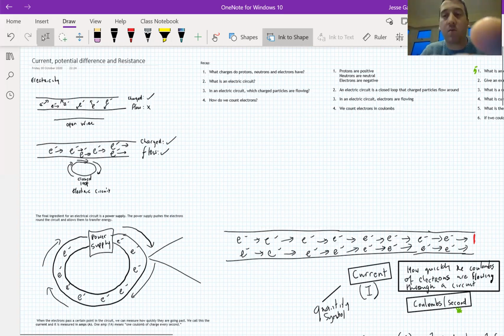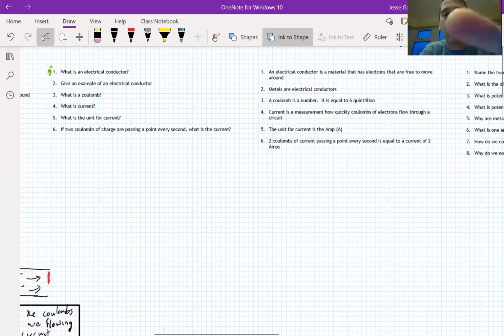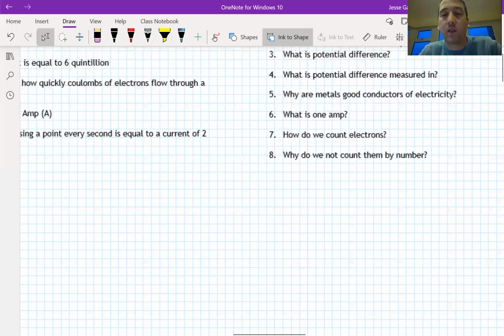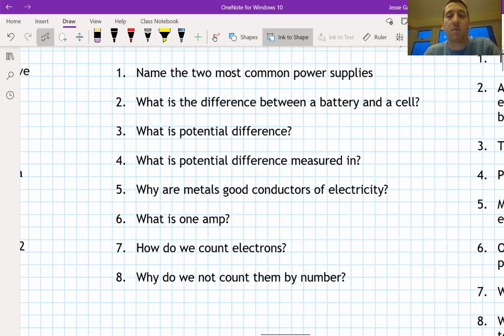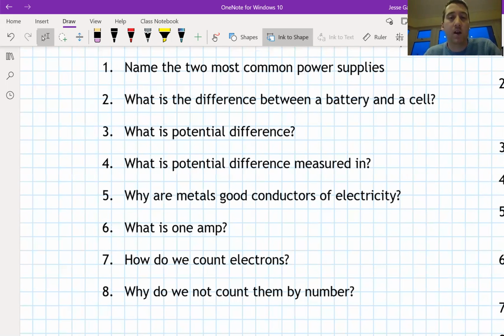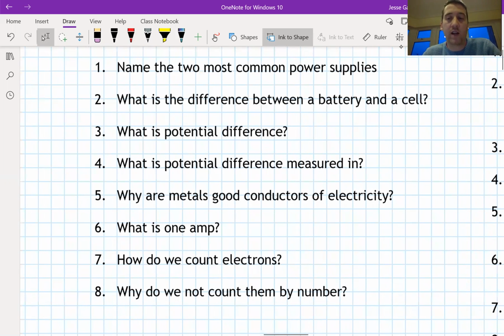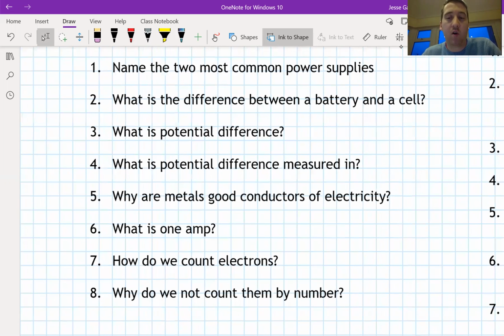Right, time to do some more questions now. Here we go. The first question says, name the two most common power supplies. You should be able to do that, no problem. I'm just having a quick look through these. They should be pretty easy. We've done all of that, there's nothing there I forgot to do. So pause the video and try to do those questions now, please.